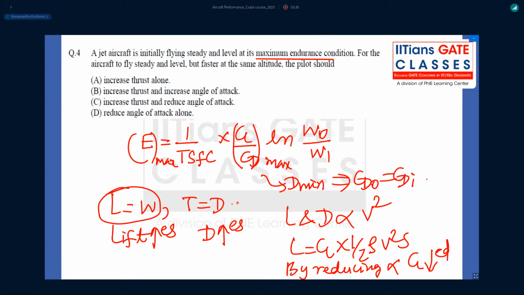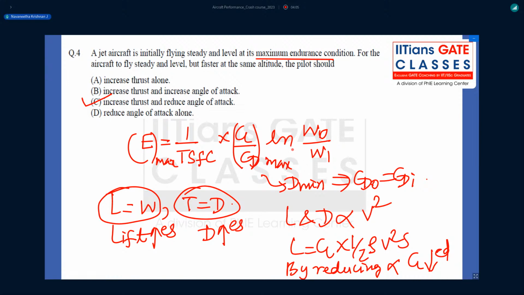Next, if you take this component, drag increased. To maintain the steady level flight, thrust equal to drag, so we have to increase the thrust in order to overcome the drag. In order to maintain the same altitude, we have to reduce the lift by reducing the angle of attack, by reducing the CL. That means option C is the correct answer.